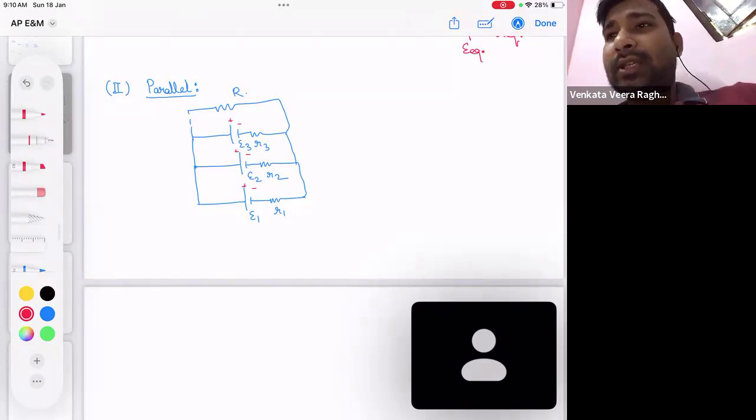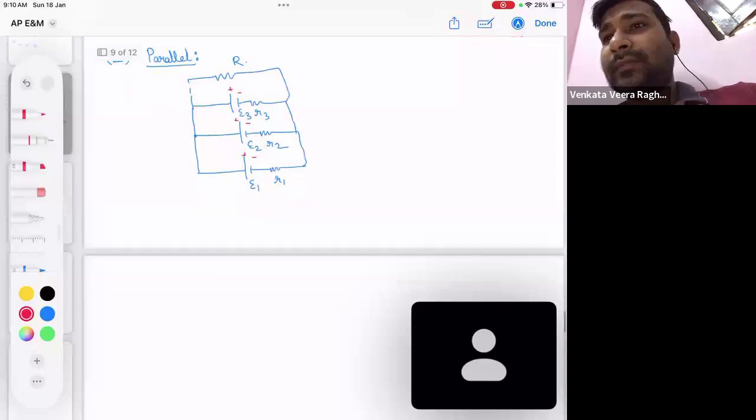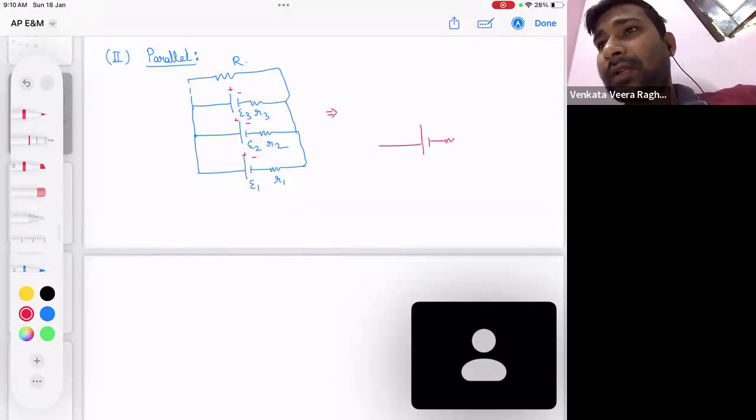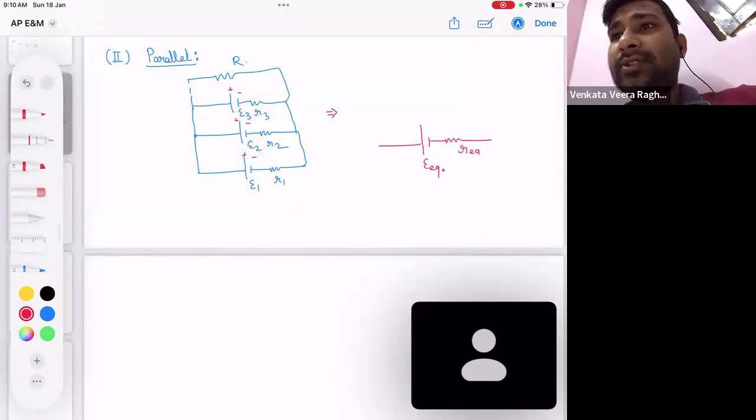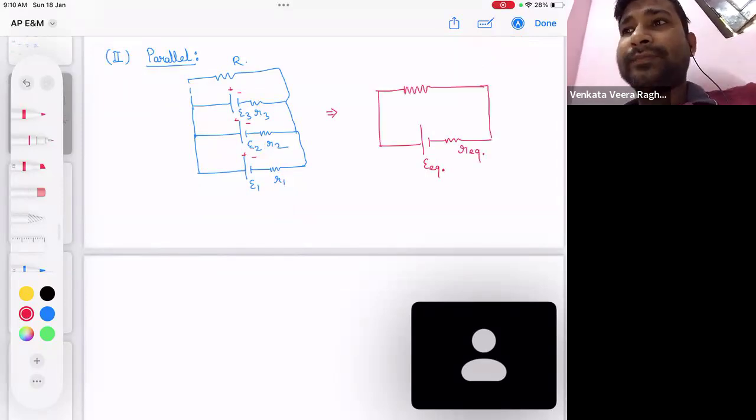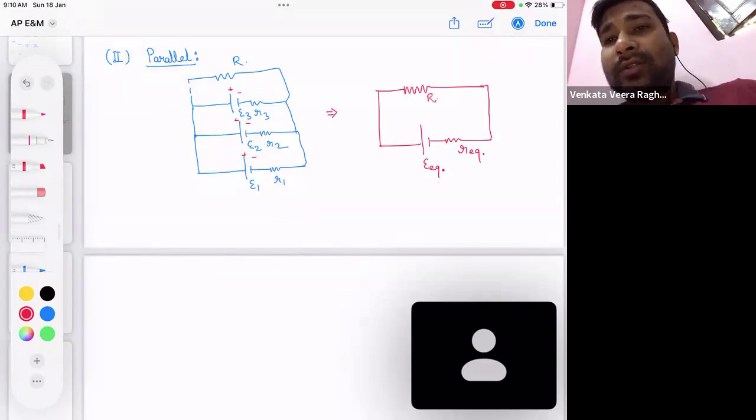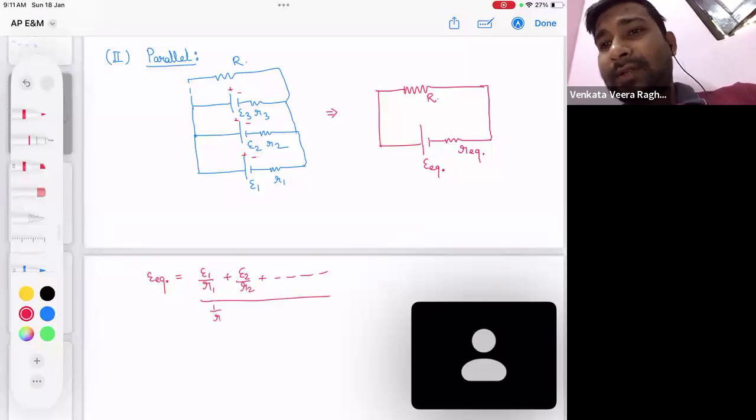So here, equivalent EMF, how much will it come? You can replace it by a single battery or single cell of equivalent EMF E equivalent and R equivalent, and then you can connect that with the external resistance R. So what is the equivalent EMF? In this case, it will come E1 by R1 plus E2 by R2 plus E3 by R3, divided by 1 by R1 plus 1 by R2 plus 1 by R3 like that.